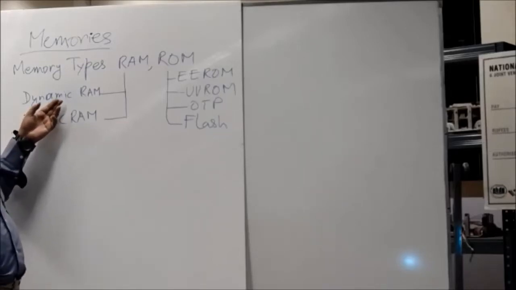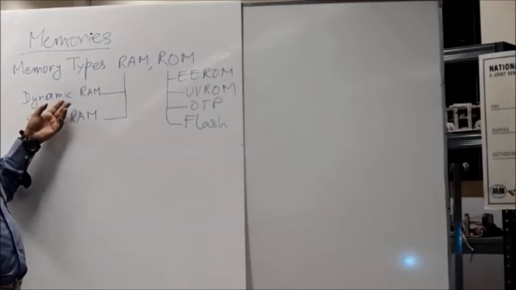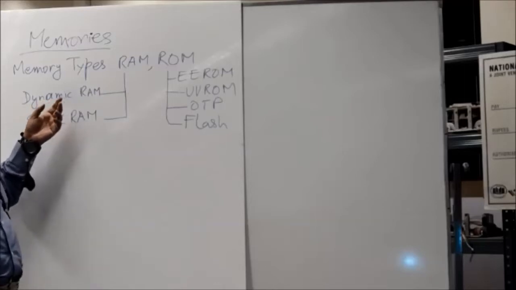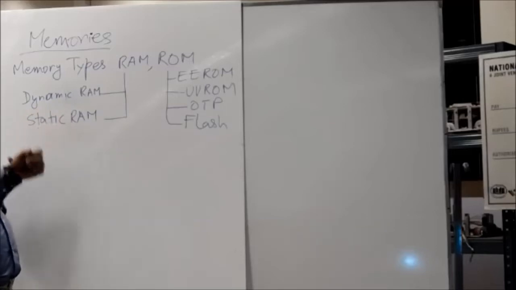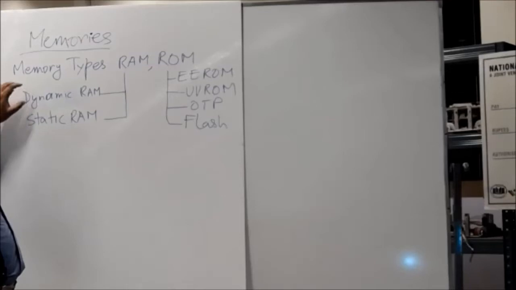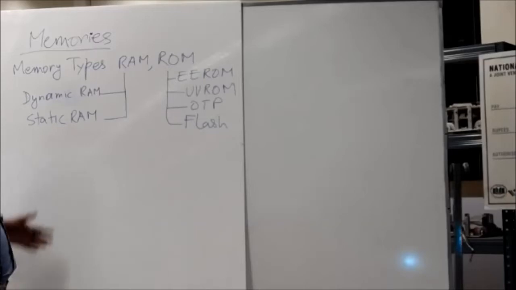And if the refresh circuitry were not there, this data wouldn't stay for more than a few milliseconds. In static RAM, there is no refresh circuit because they are NAND flip-flops. The advantage of dynamic RAM is density: you can have very big DRAM, like 8 gigabyte or 16 gigabyte DDR, double data rate dynamic RAM.